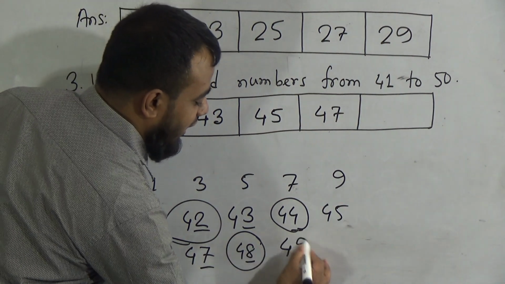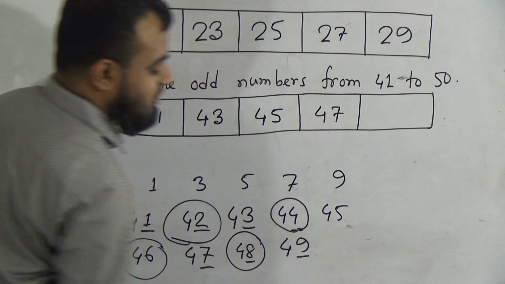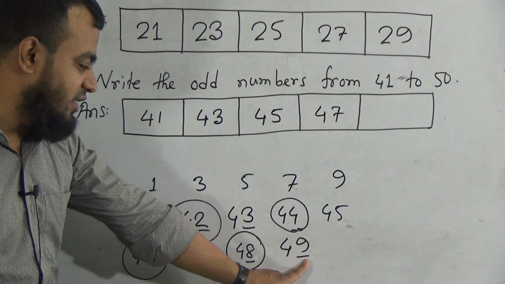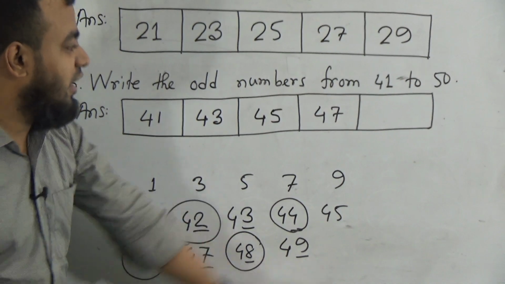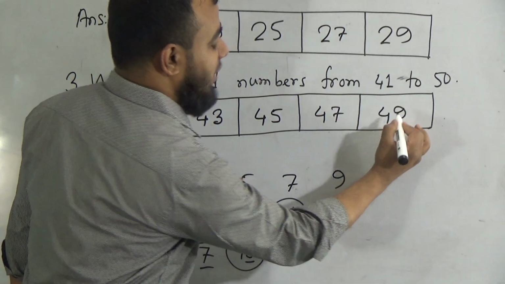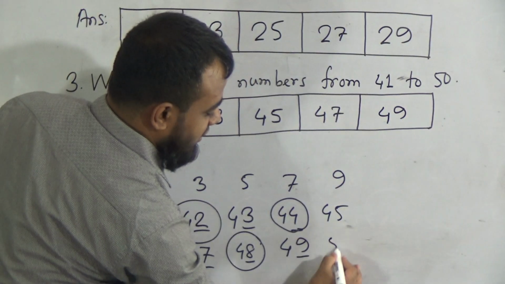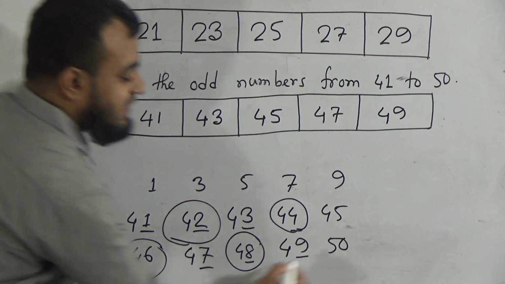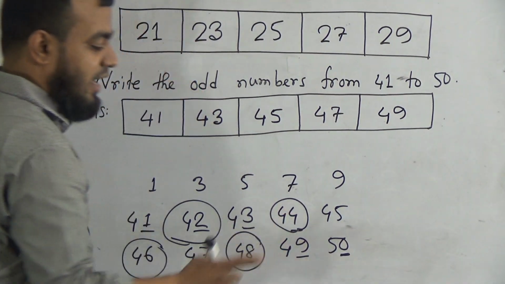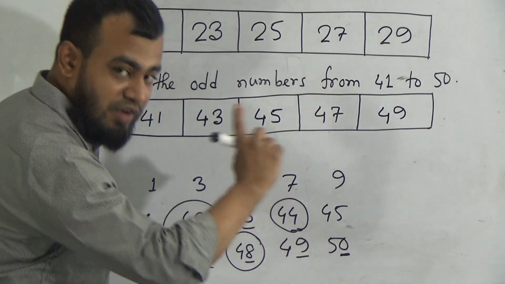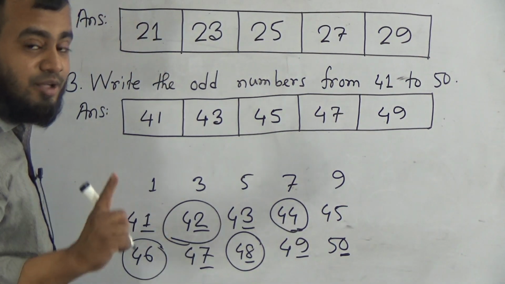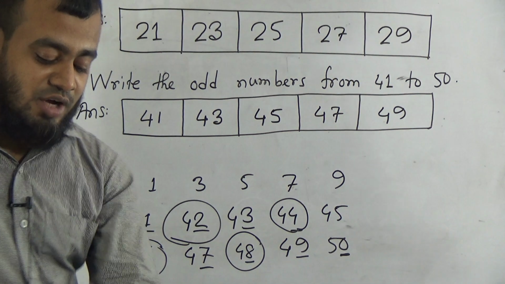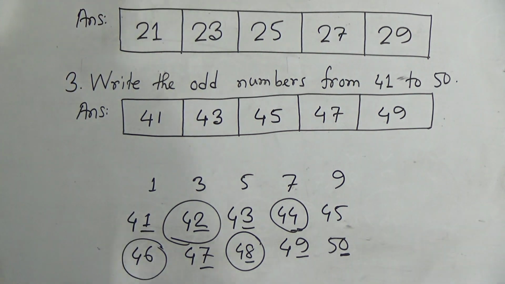Next number is 49. 49 has 9 in the ones place, and we know that 9 can't make a pair. So 9 is an odd number, and 49 is also an odd number. My dear students, the last number is 50. 50 is not an odd number because 50 has 0 in the ones place. If we have 0 in the ones place, then that number can't be an odd number. So we can't write down 50 here. I hope, my dear students, you have understood how to find the odd numbers.